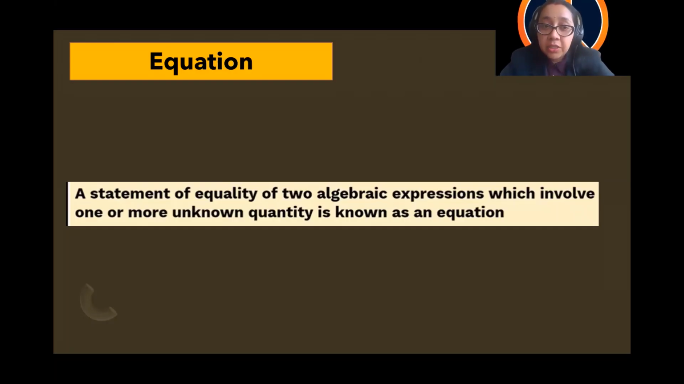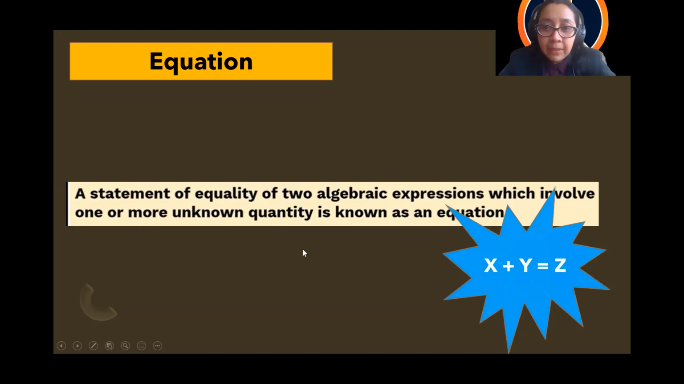So starting with the equation, an equation is a statement of equality of two algebraic expressions which involve one or more unknown quantities. In an equation we'll see whether it has a sign of equality or not, and it may have a constant value and a set of variables or polynomials. Let's see an example. For example, x plus y equal to z, it has three variables. We can see x, y, and z, and we have a sign of equality. So it is an equation.